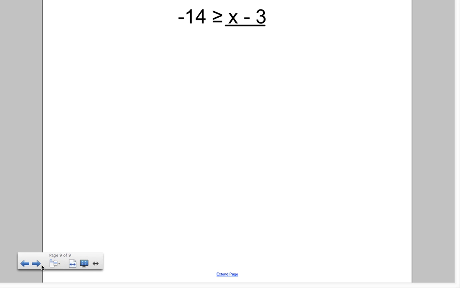Oh, I forgot to write it in. Is there a reason it's underlined? Yeah, because they're supposed to. Oh, it's supposed to be a fraction bar. I forgot. Type it in.